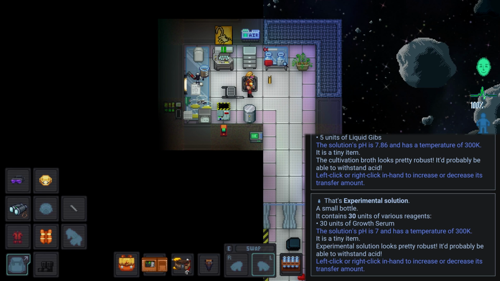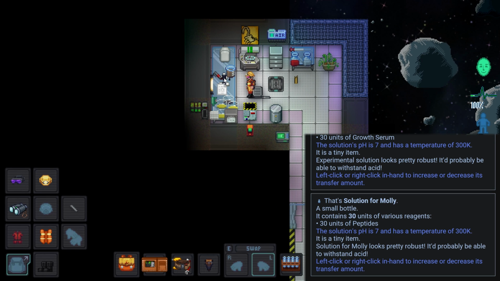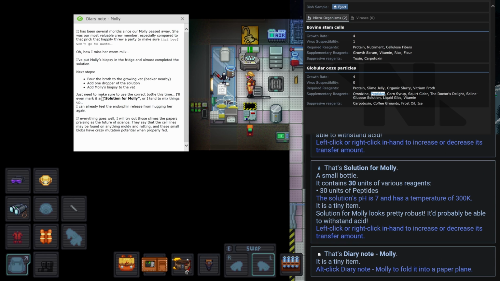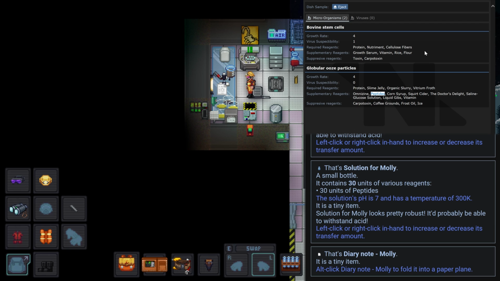And this experimental solution and solution for moly, they also contain peptides and growth serum. We see that the growth serum is required for the cow, and the solution for moly has peptides that are not needed for the cow. It actually is a good reagent for the globular ooze that will increase the growth of the second type of cells. So this scientist mixed the bottles again, and it's good that we have the microscope to analyze this. So let us go and split this broth into 2 different beakers.